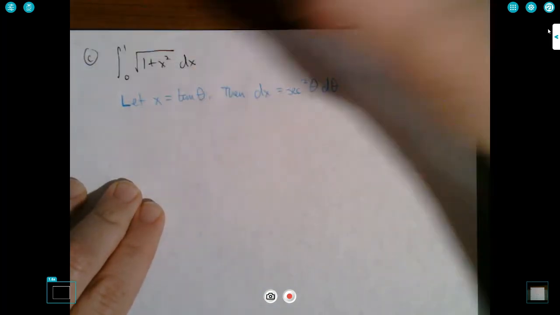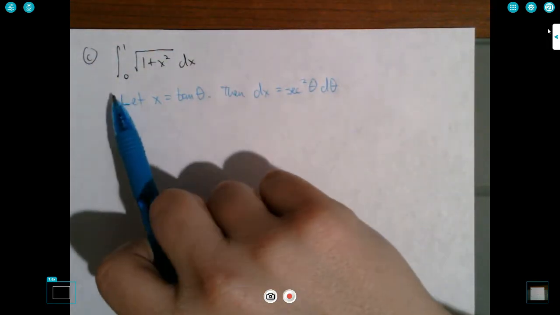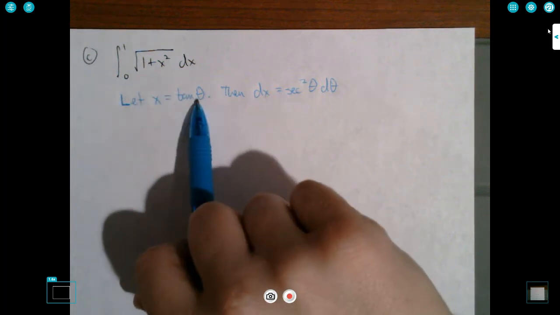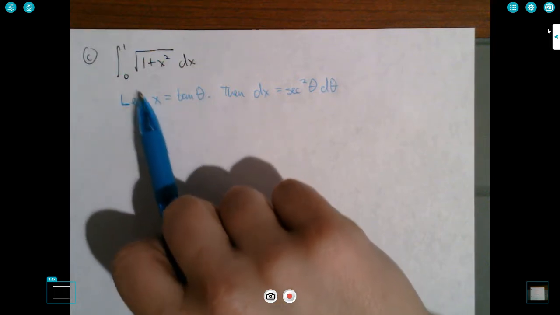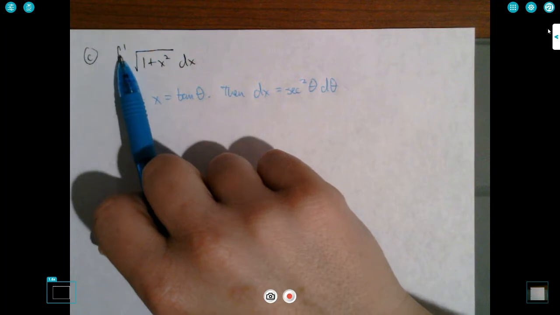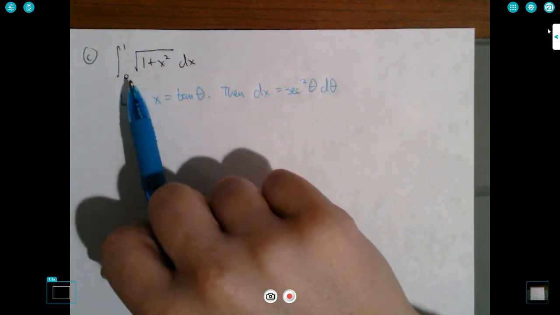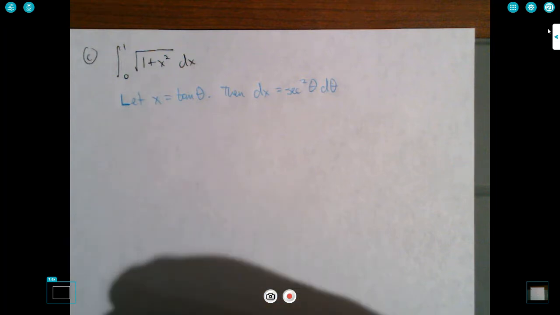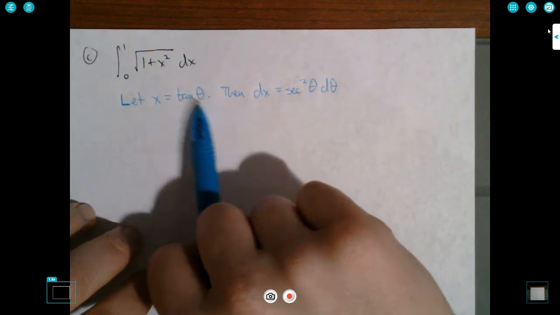So let's talk about how to deal with these limits of integration. One thing that we could do is convert them from x limits to theta limits. So we could plug in 0 and say, when does tangent theta equal 0? Tangent theta equals 0 when theta equals 0. And then we could let x be 1 and say, when does tangent theta equal 1? It equals 1 when theta equals pi over 4, right? And so we go from 0 to pi over 4. So that's one way that you could handle it, just change the limits of integration from x limits to theta limits.